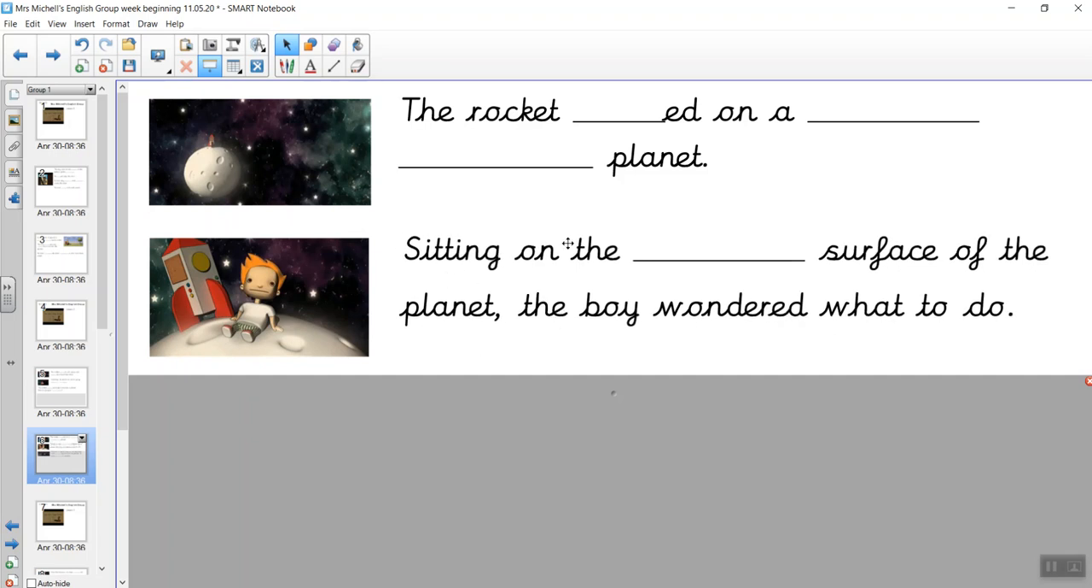Sitting on the bumpy surface of the planet, or sitting on the dusty surface of the planet, or actually it could even say it might be smooth in places, some craters. Sitting on the smooth surface of the planet, the boy wondered what to do.